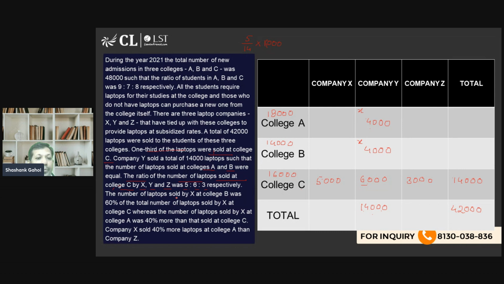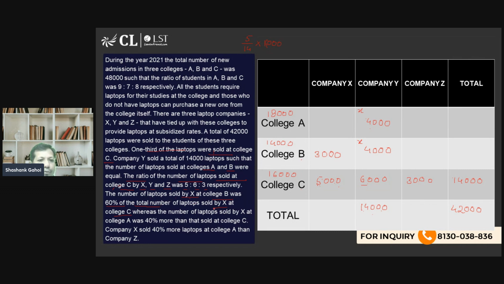The number of laptops sold by X at college B was 60% of the total number of laptops sold by X in college C. In college C, X sold 5,000. In college B, it sold 60% of C. So what is 60% of 5,000? That comes out to be 3,000, right? So this is 3,000.